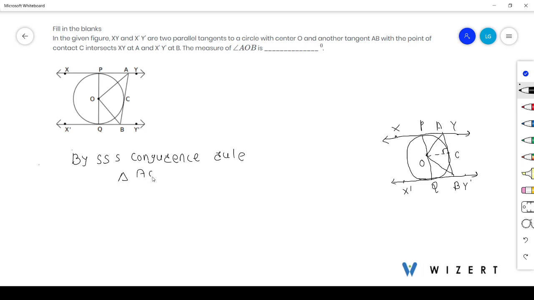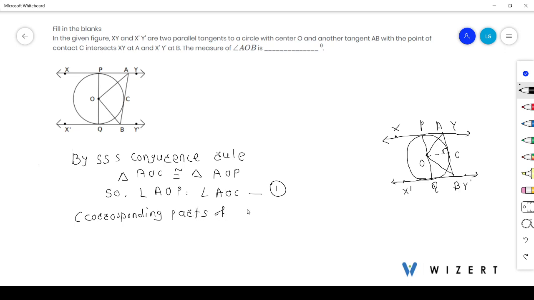Now, by the SSS congruence rule, triangle AOC is congruent to triangle AOP. So, as corresponding parts of congruent triangles are equal, angle AOP equals angle AOC. Suppose this is 1. Corresponding parts of congruent triangles means CPCT.